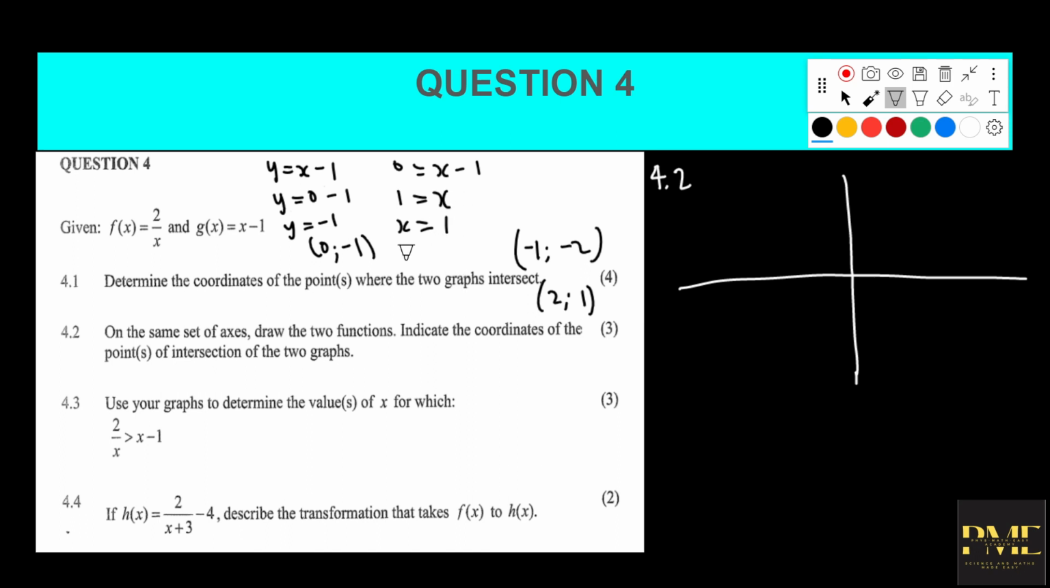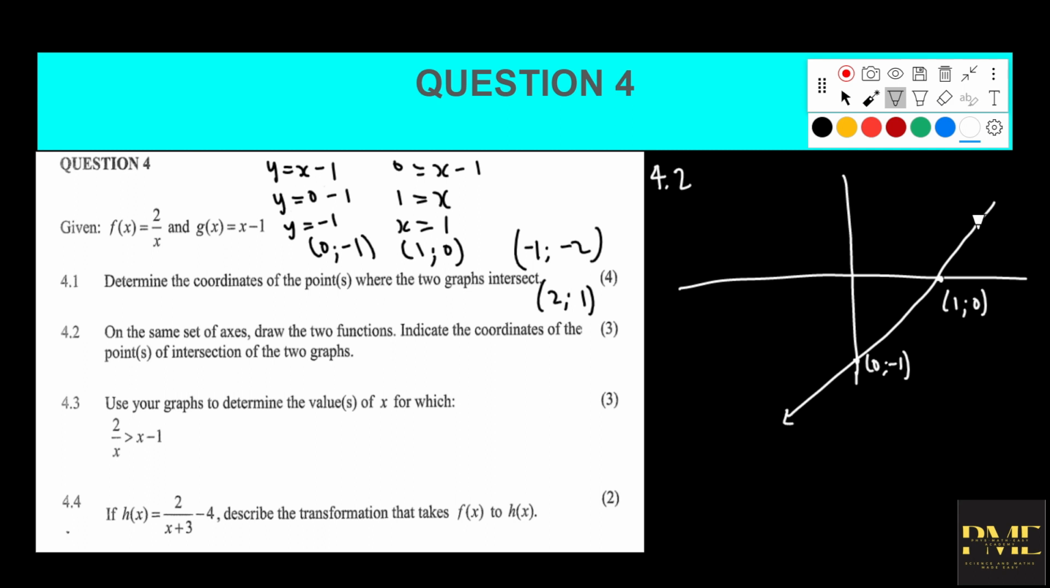So the coordinates with the x-axis will be, when x is 1, y will be 0 respectively. Okay, so now we know that for our straight line we will have our coordinates there, where x is 1 and y will be 0. And we also have another one at the bottom where x is 0 and y will be negative 1. So we can easily draw our straight line.